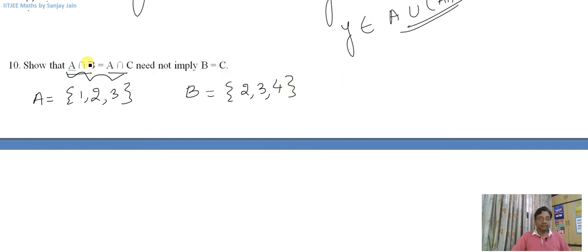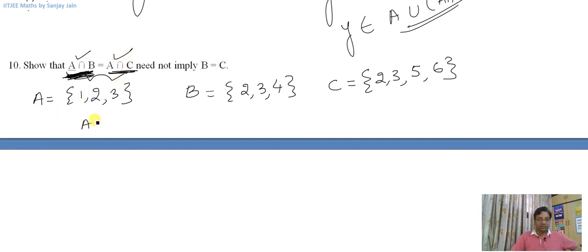And for set C, see, A intersection B on the left hand side will give me 2, 3. So it should be equal to A intersection C. So whatever C I have, it should have 2, 3 in it. And the third element, let us say, is 5. And let us take one more element, 6. So from here itself you can see this condition is satisfied, because A intersection B is equal to 2, 3, and A intersection C is also 2, 3.